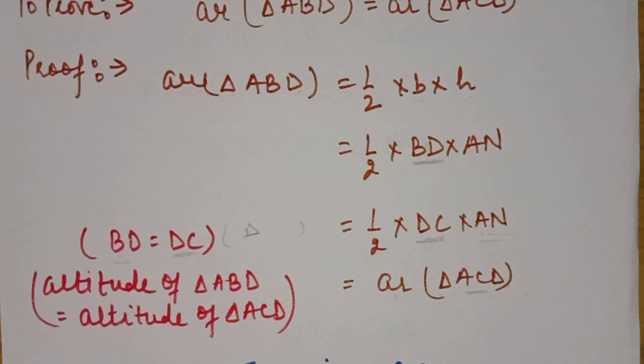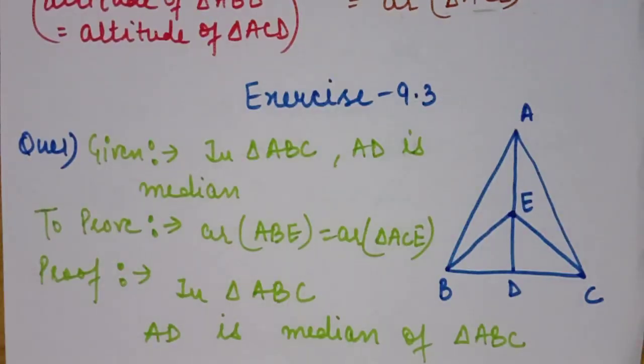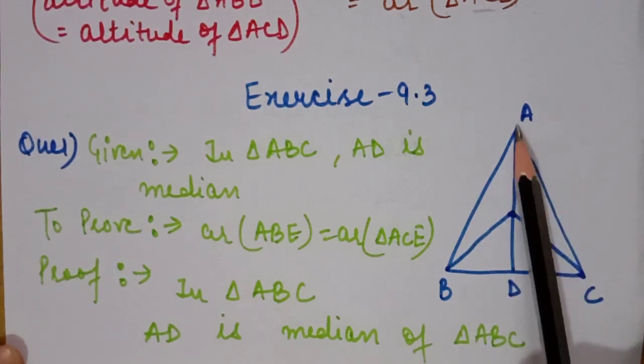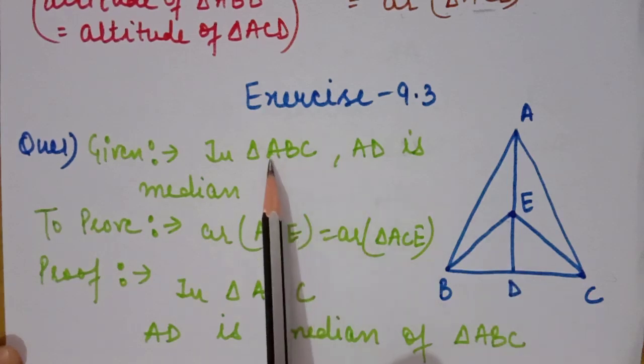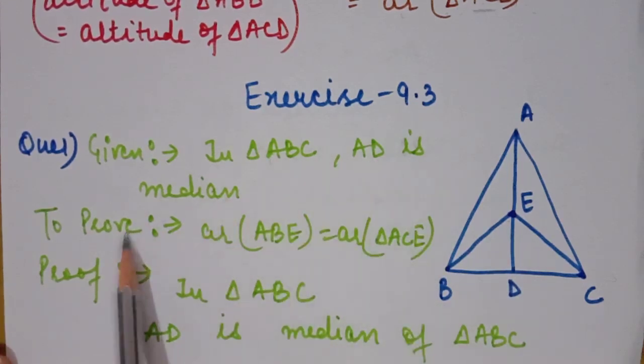So students, now today's theorems are finished. Now we will start exercise 9.3. In exercise 9.3 from your NCERT, first question is, in the given figure, E is any point on the median AD of a triangle ABC. Show that area of triangle ABE is equal to the area of triangle ACE. So students, this is your diagram in triangle ABC. He said E is any point on the median AD. It means it is given AD is median. In triangle ABC, AD is median. We have to prove that area of this triangle is equal to area of this triangle.